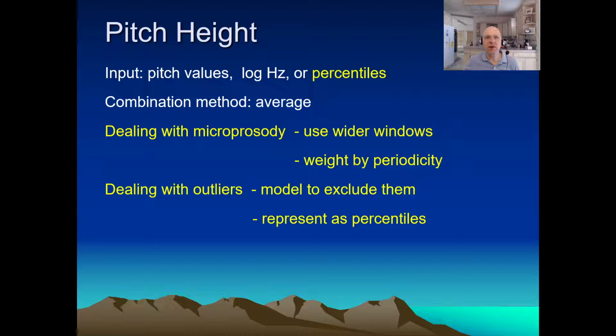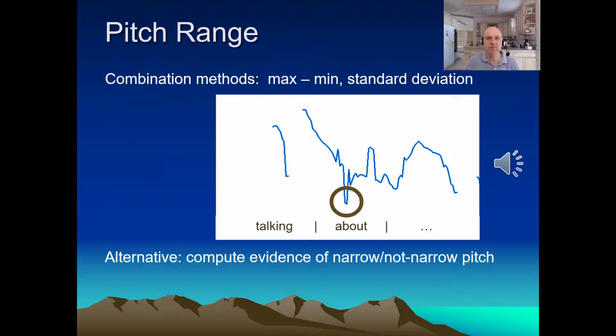Robustness is an even bigger issue for pitch range. Outliers and microprosody affect this even more. Consider the words talking and about. With the F0, the blue line here, computed using the Praat defaults, which has the wider pitch range? Well, it sounds like this. Talking about learning. Okay, did talking sound like it had a wider pitch range or about? Hard to judge. Maybe here it is again.